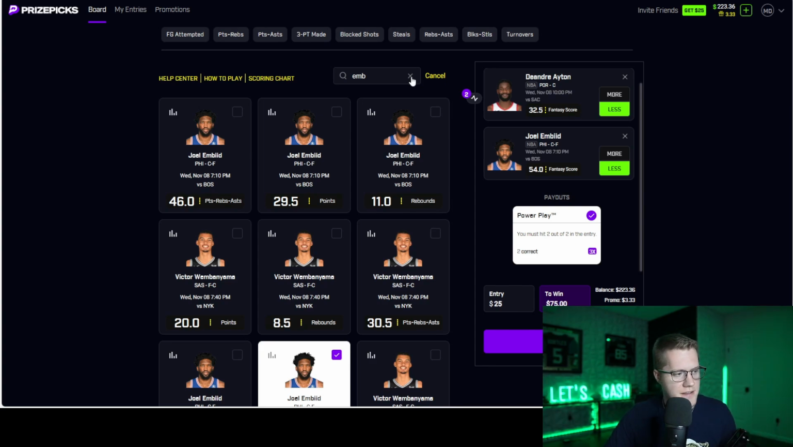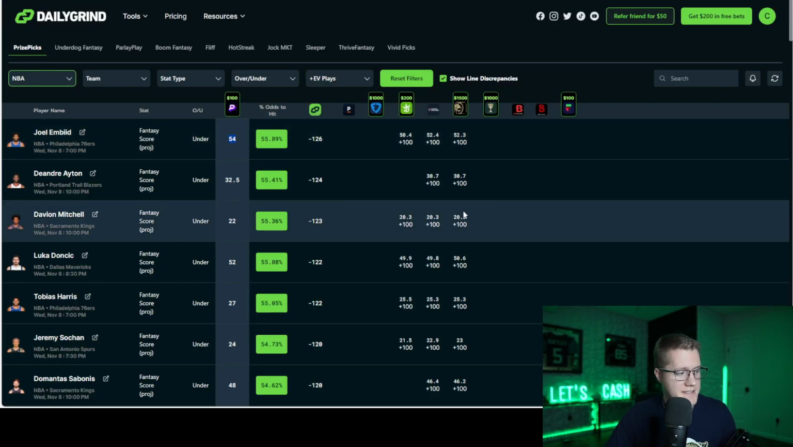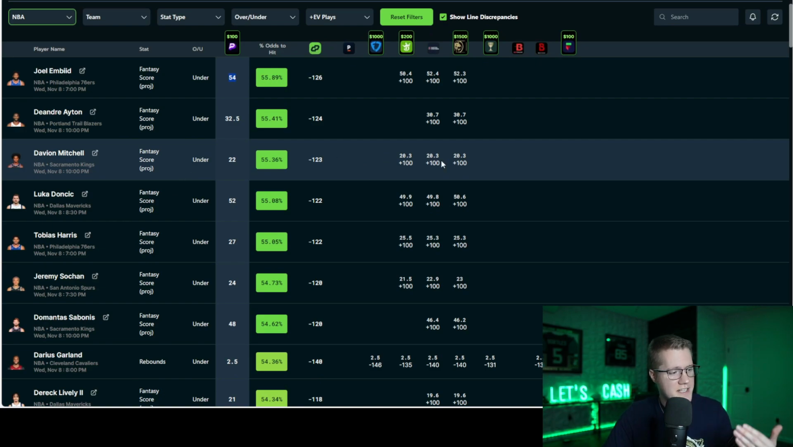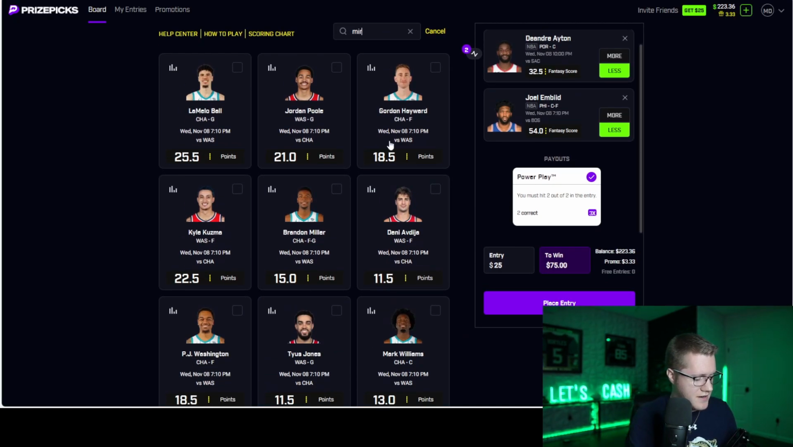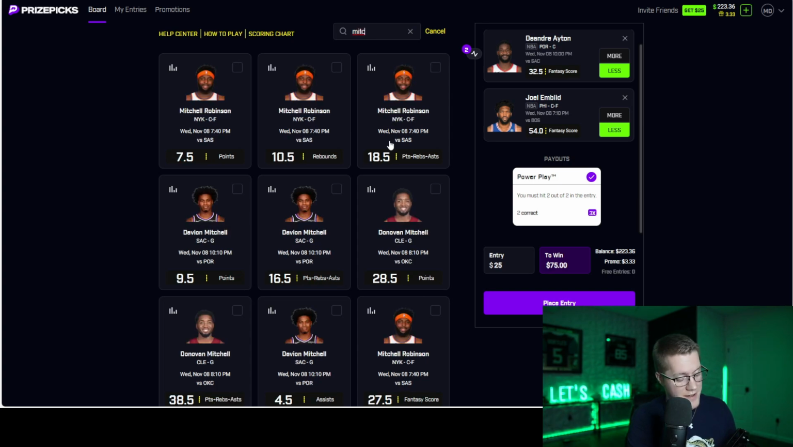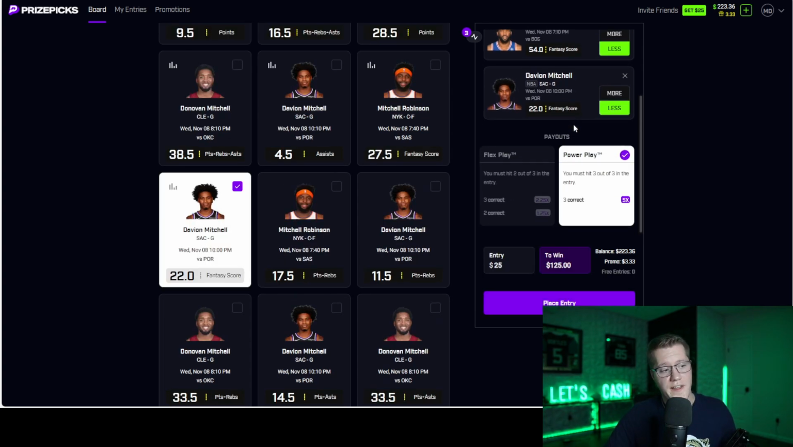Same thing with DeAndre Ayton. So those are my first two favorite plays. And again, just going down the line here, it's very self-explanatory. We have 3 price points here agreeing that Davion Mitchell is too high on PrizePicks. So we're going to be taking the under here on Davion Mitchell with his 22 fantasy score.